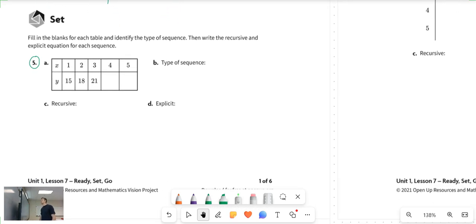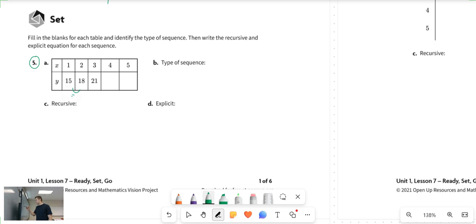Onto the set. All right, fill in the blanks for each table and identify the type of sequence. Then write the recursive and explicit equation for each sequence. It looks like on the first one we have 1, 2, 3, 4, 5. So the top row is just exactly as we like it, all things in order. On the bottom row, our outputs, our y values, we have 15, 18, 21. That to me looks like plus 3, plus 3, plus 3, right?